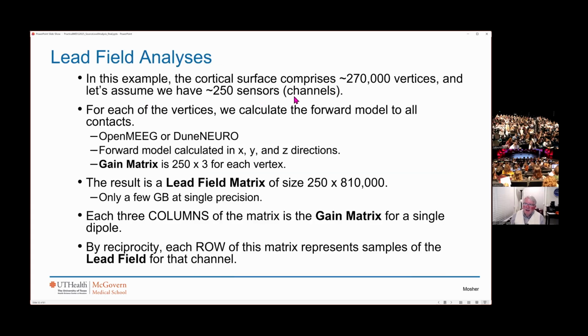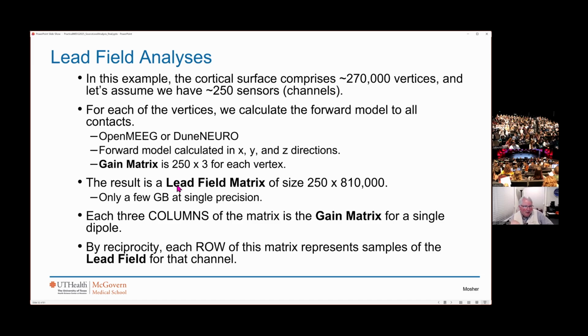And so if we do lead field analysis, let's assume this particular source, we have about 270,000 vertices, and let's assume we have about 250 sensors or channels of data coming in, EEG, MEG, OPM, however you want to do it. And for each of these vertices, we calculate the forward model to all the contacts using, say, OpenMEEG for boundary element, Dune Neuro for finite element. And we calculate each of the X, Y, and Z directions. So that gives us a gain matrix for each dipole that's 250 by 3. We pack those all together to give us a lead field matrix of 250 by 810,000. But that's only a few gigabytes at single precision these days. So that's very manageable in our systems.